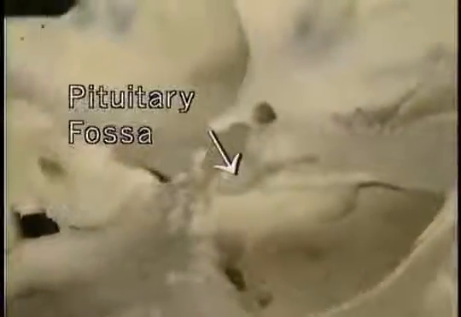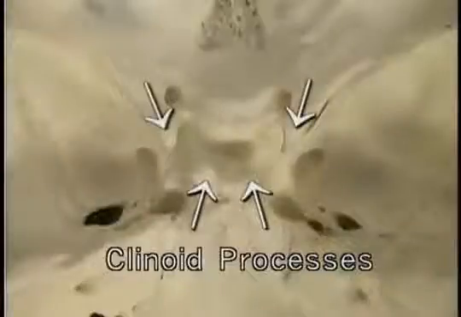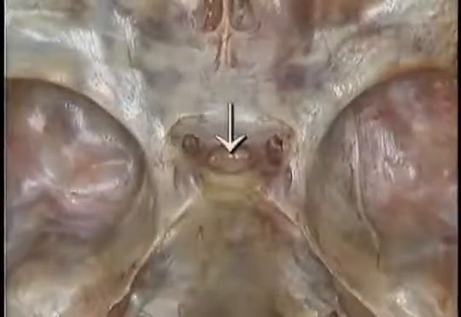In the dry skull, this hollow, the pituitary fossa, is partly enclosed by these four bony projections, the clinoid processes. In the living body, the dura bridges over the roof of the pituitary fossa, leaving this round opening. The clinoid processes are here. The pituitary fossa, which contains the pituitary gland, is lined with dura.